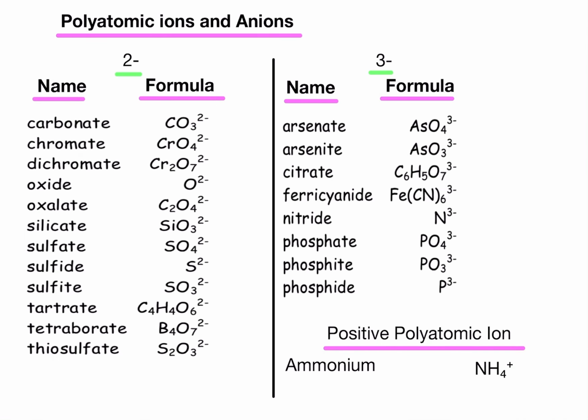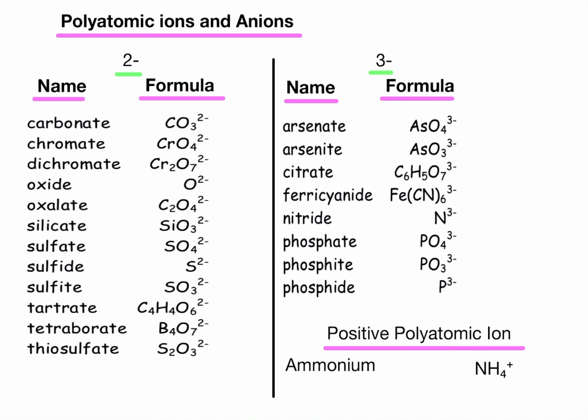Now two minus charge. Name: carbonate, CO3 2 minus, chromate, CrO4 2 minus, dichromate, Cr2O7 2 minus, oxide, O2 minus, oxalate, C2O4 2 minus, silicate, SiO3 2 minus, sulfate, SO4 2 minus, sulfide, S2 minus, sulfite, SO3 2 minus, tartrate, C4H4O6 2 minus, tetraborate, B4O7 2 minus, thiosulfate, S2O3 2 minus.